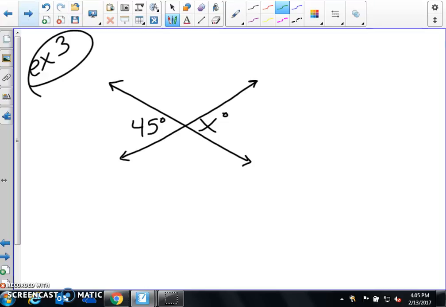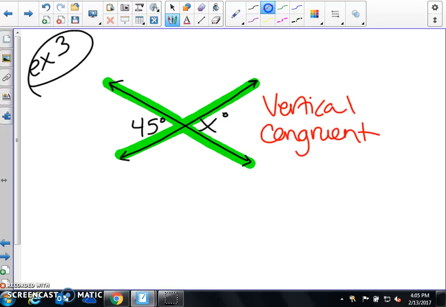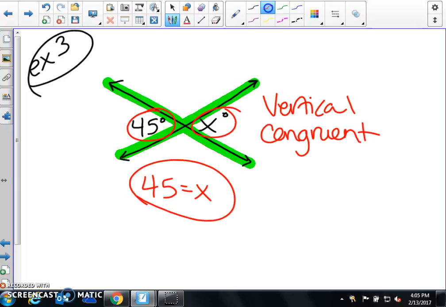Here's where they get a little more sneaky. They're not on the same line, but these guys, remember, are opposites. This angle and that angle, they are vertical angles. These are vertical. And they are congruent. So vertical angles are congruent. So 45 is going to equal x. Is it that easy? Yeah. They're the exact same thing. They're equal to each other. So x equals 45 degrees.